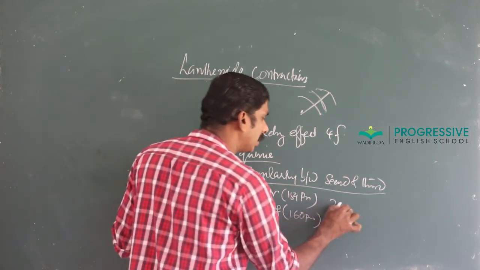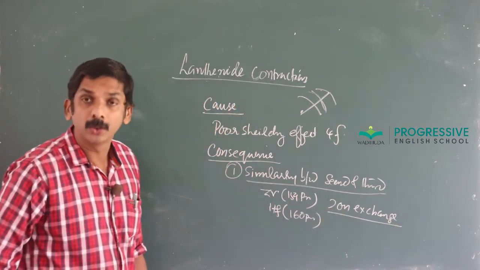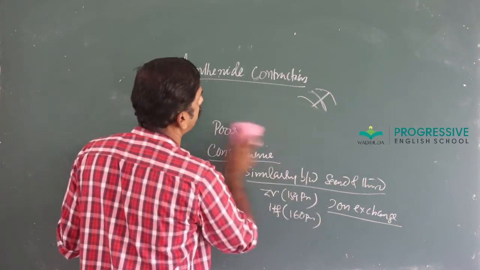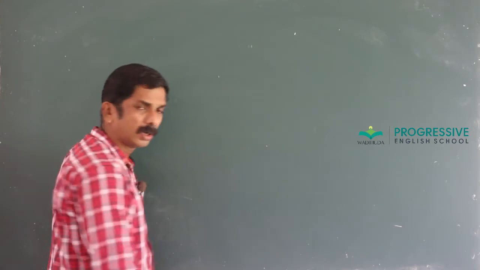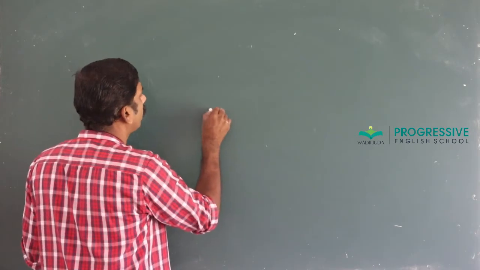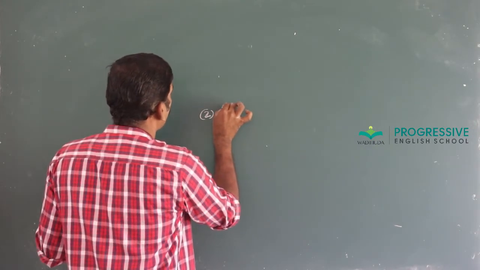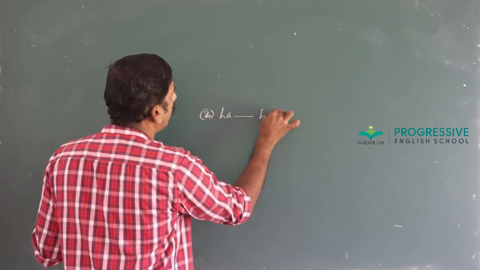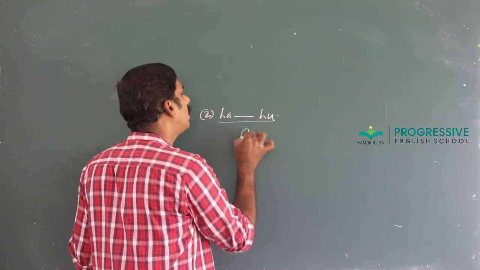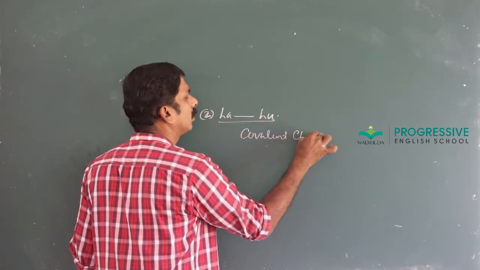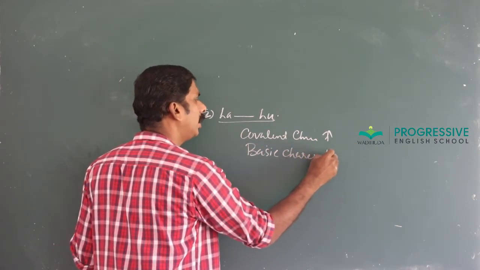However, the ion exchange method is used for the separation of lanthanoids. And the second one is, as we move from lanthanum to lutetium, the covalent character increases and the basic character decreases.